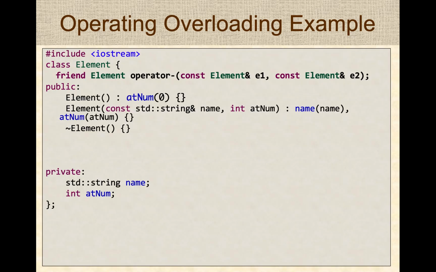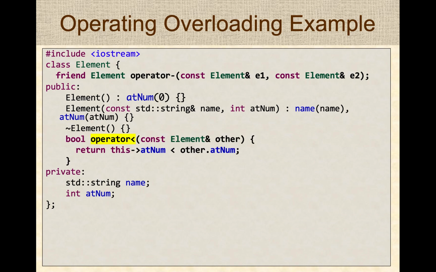Let's look at another overloading example for comparison. So assume that here we have an element class, just a different example, and it has two instance variables, a name and an atomic number. So here we'll implement an operator less than. Notice the less than is for comparison. You could implement it in different ways. Here it's doing a simple comparison based on atomic weight, and it's returning true or false.